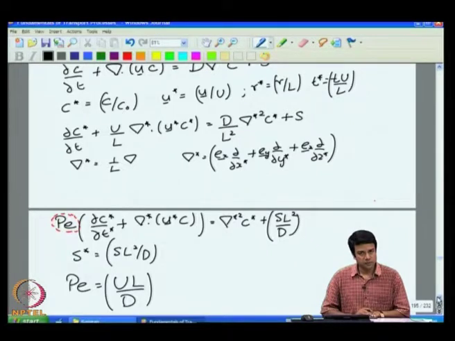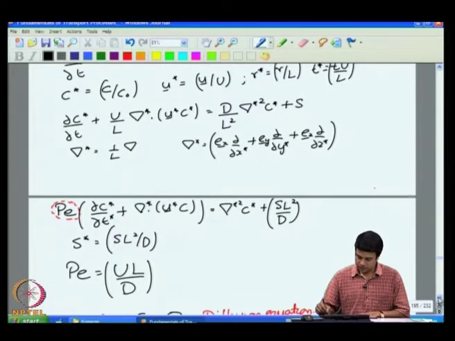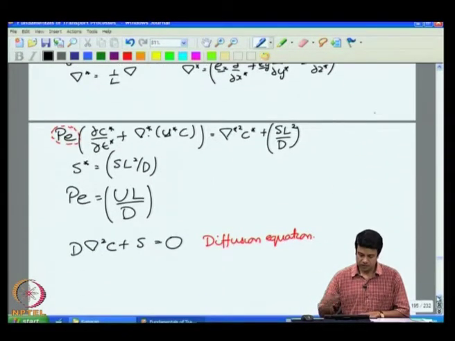When the Peclet number is small, the ratio of convection to diffusion is small. In the leading approximation, we neglect the convection of energy altogether, and we are left with solving the diffusion equation, D del square C plus any source of energy is equal to 0. So, this is the solution of the diffusion equation for the case where diffusion is large compared to convection.